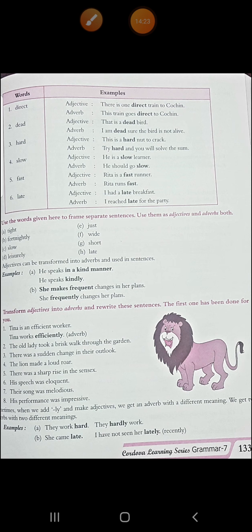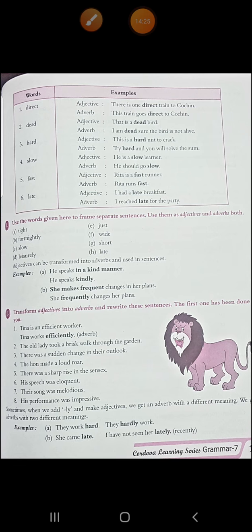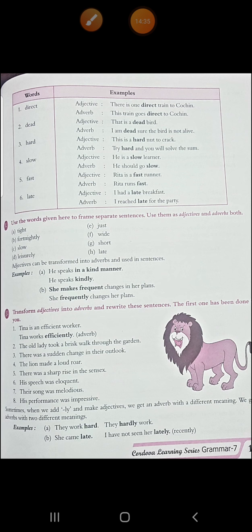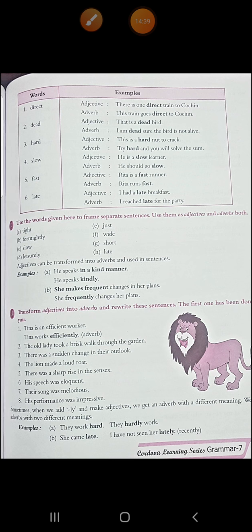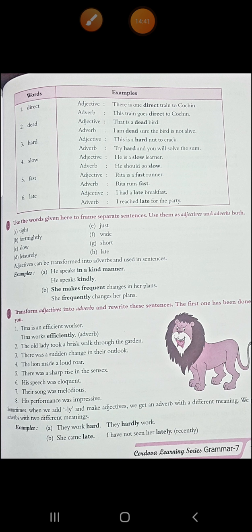You just need to see whether the word is modifying a noun or modifying a verb. So according to that you can write it as an adjective or as an adverb. Alright, now what you have to do in this exercise is you have to use the word given here to frame separate sentences. Use them as adjective and adverb both.